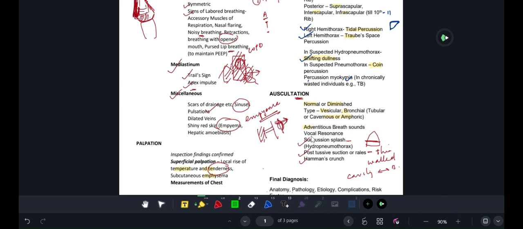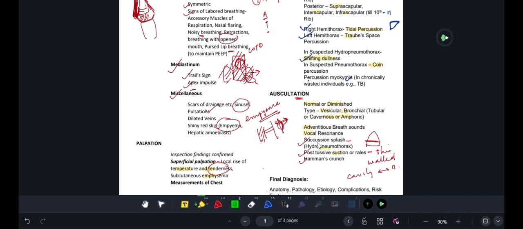Then test the vocal resonance by asking the patient to say 111 again and auscultating over all those areas. The sounds were either diminished or increased, in the form of bronchophony, egophony, and whispering pectoriloquy. Besides, in hydropneumothorax, violently shake or move the patient to hear for the splash. For a patient having a thin walled cavity communicating with the bronchus, ask the patient to cough, and then you're able to feel for that suction sound, post-tussive suction, with Hamman's crunch for mediastinal emphysema.